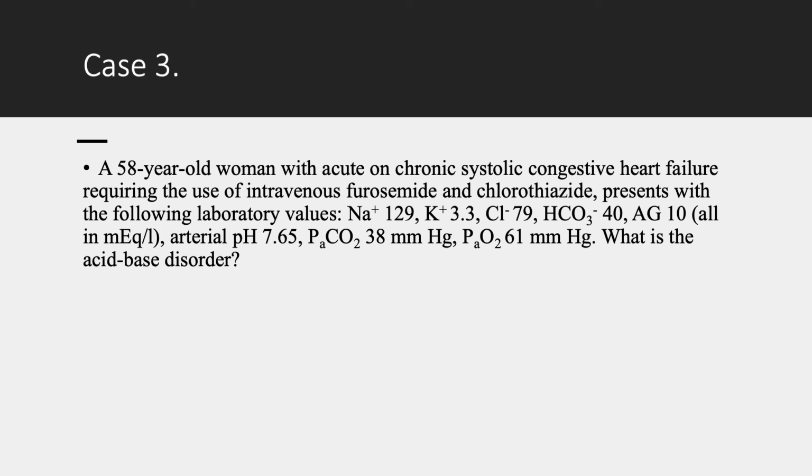Case number 3. 58-year-old woman with acute and chronic systolic CHF requiring intravenous furosemide and chlorothiazide presents with low sodium 129. So now you know she's decompensated due to hyponatremia in the context of CHF. You have hypokalemia due to diuresis. You have hypochloremia. Bicarbonate is 40 and anion gap is 10. You look at the arterial blood gas, pH is 7.65, so you know you have alkalemia. The bicarbonate is high, so you have metabolic alkalosis. PaCO2 is 38, PaO2 is low at 61. What is the acid-base disorder?